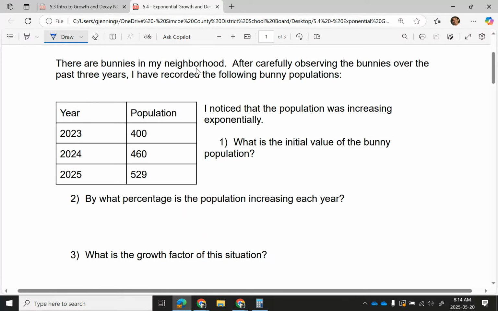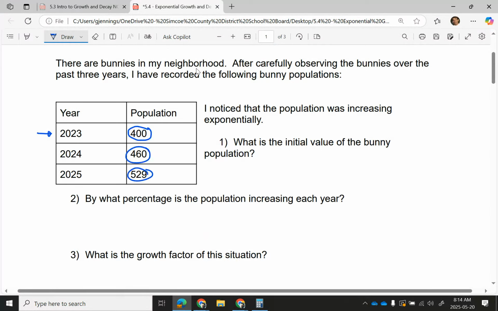Two years ago, I noted carefully that there were 400 bunnies. Last year, there were 460 bunnies in my neighborhood. It's on your sheet too, in front of you. And then this year, 520 bunnies. Is that getting bigger or smaller?